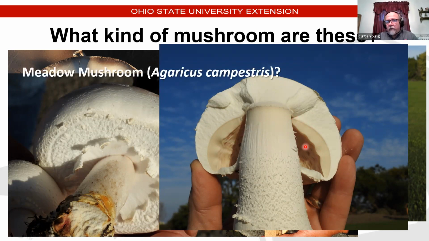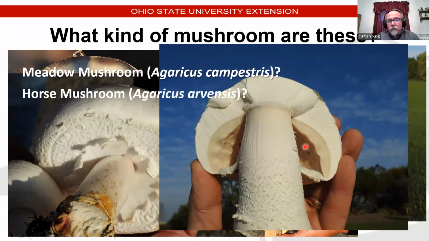In fact, some of the most recent research that has been published by a world-renowned Agaricus researcher has discovered that we probably don't even have the meadow mushroom species in the United States. It is a European mushroom, and it's very common in Europe, but it may not be common, if at all, in especially the eastern United States. Is it the horse mushroom, Agaricus arvensis?